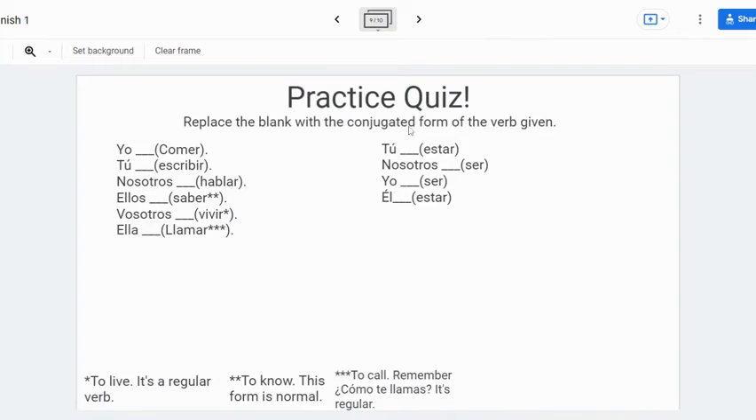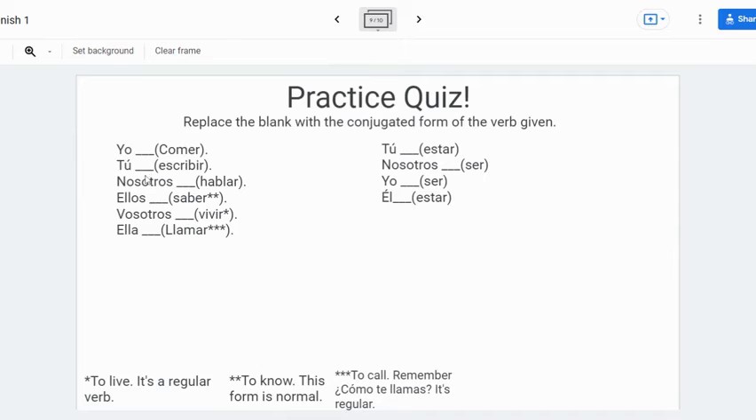Now let's do a little practice quiz. What you want to do here is replace the blank with the conjugated form of the verb given. The last three on this side are all verbs we haven't listed yet, but they are all normal. Just chill.